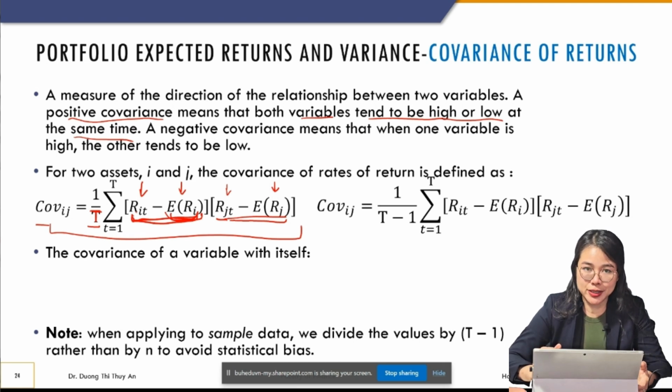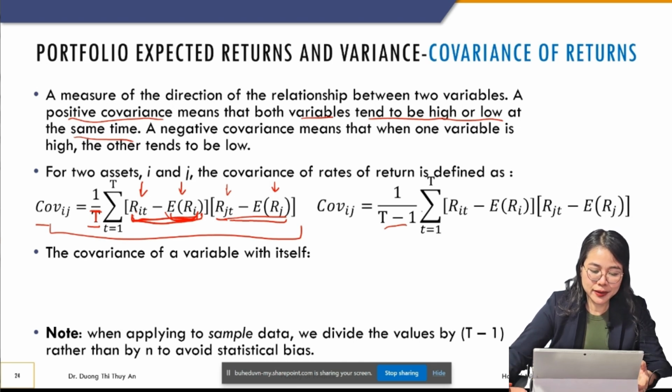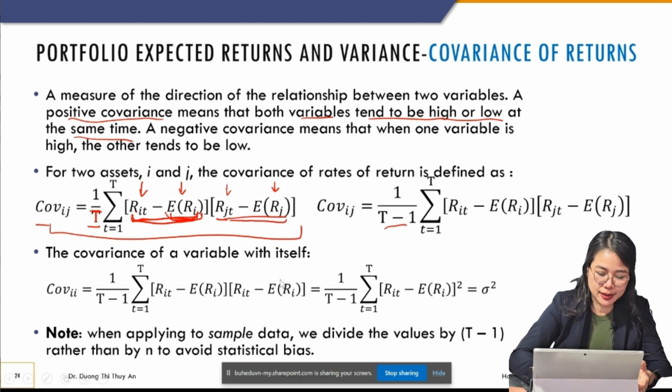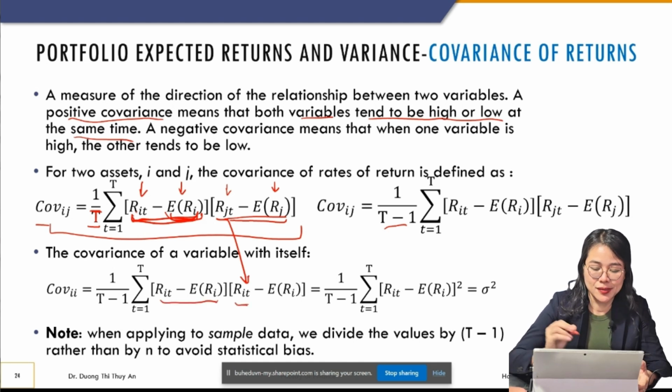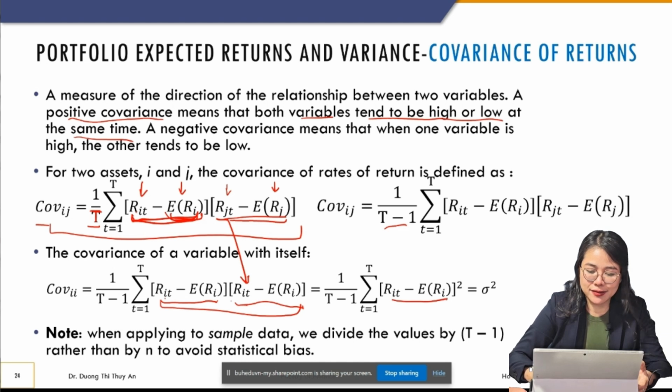But we don't have the population, we have only a sample. So we divide by T minus 1. And for the covariance of a variable with itself, we replace J with I. That is the covariance of stock I with stock I. If you calculate this one, that is the square, right? And this is exactly the variance of stock I, or in other words, the covariance of a variable with itself is its variance. Okay?